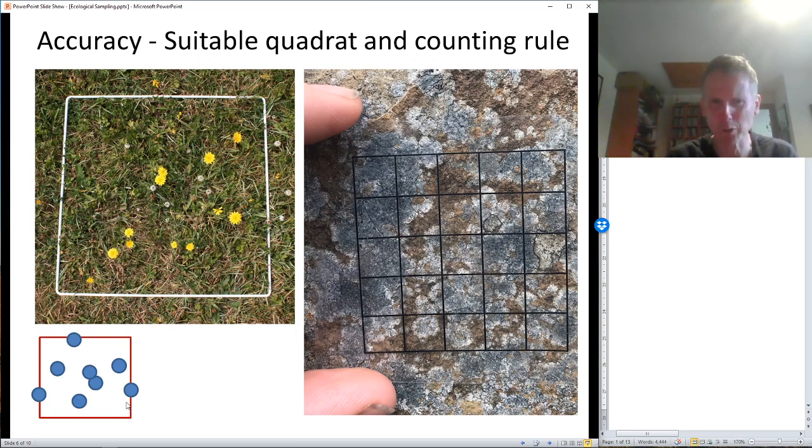Counting rules. You could just say double check. Count it once, count it again. If they're the same, move on to the next one. This is counting numbers.